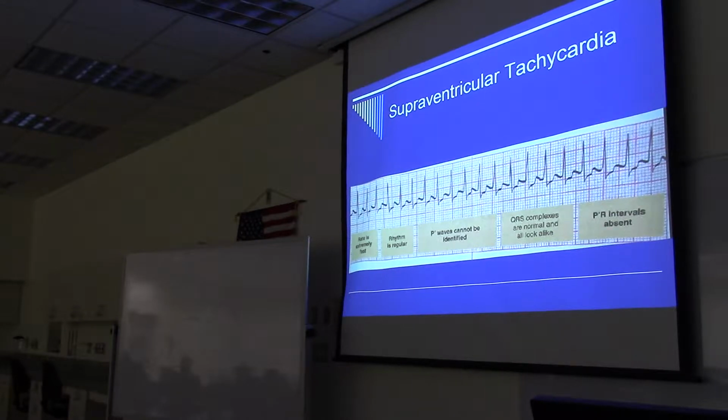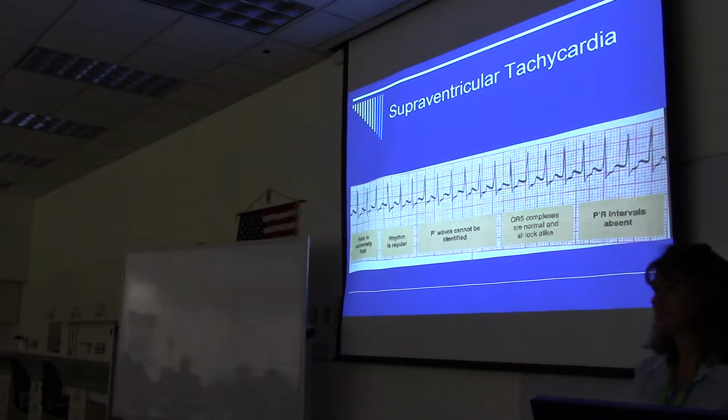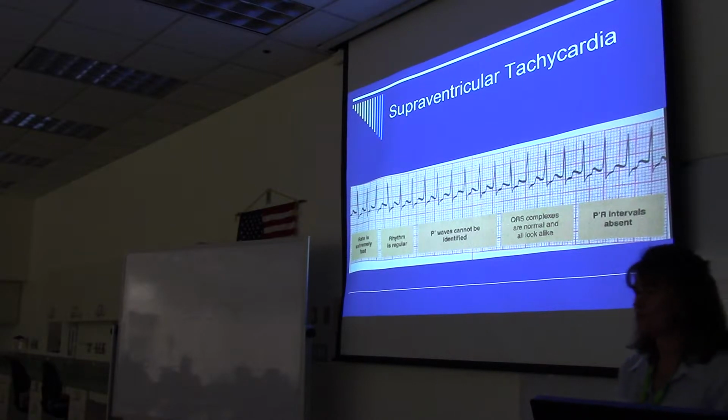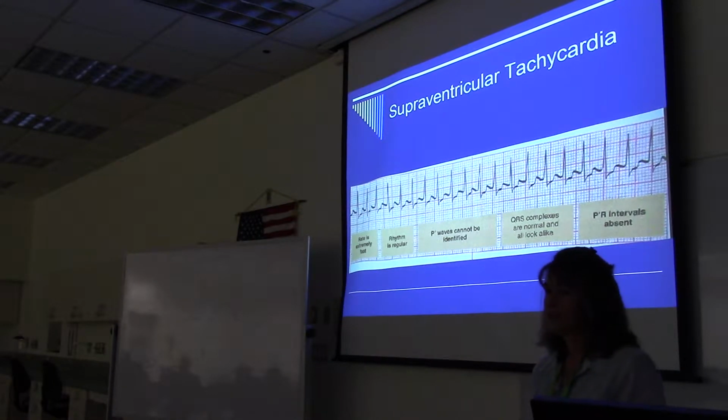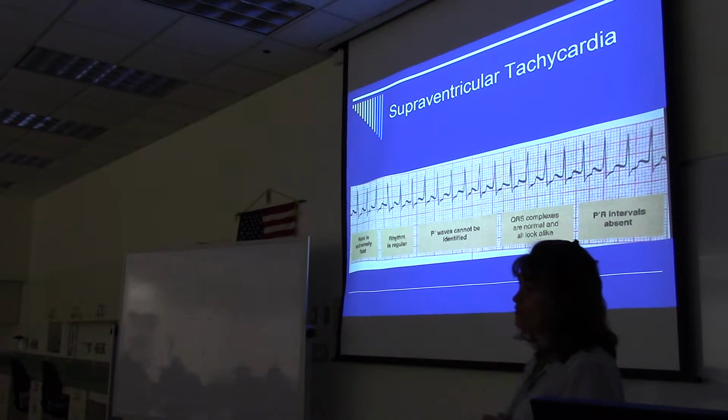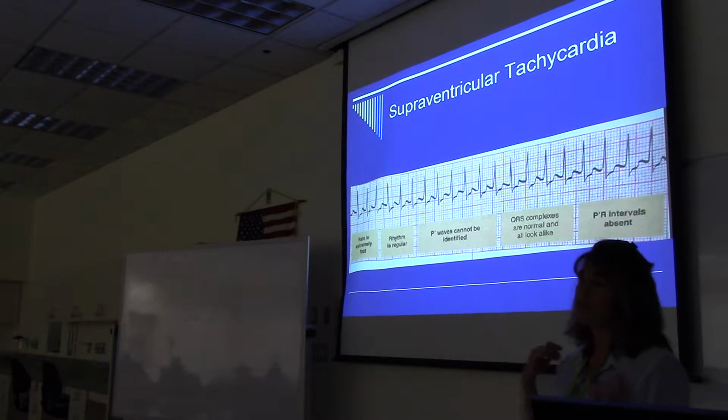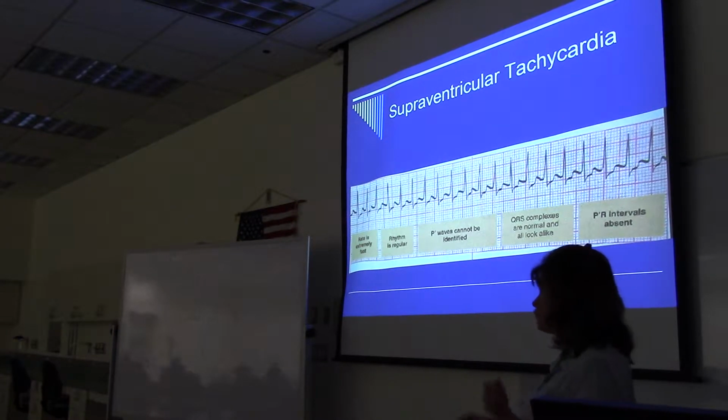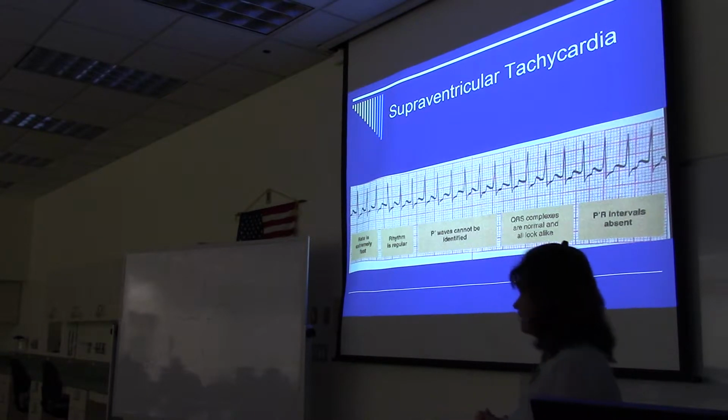So we know it didn't come from the SA node, because the fastest the SA node can initiate impulses is about 160 per minute. So we know it didn't come from the SA node. It's a really fast rate. Therefore, we're going to call it a supraventricular tachycardia.